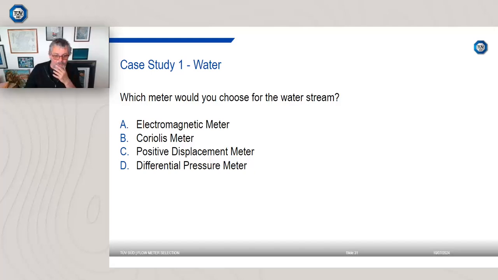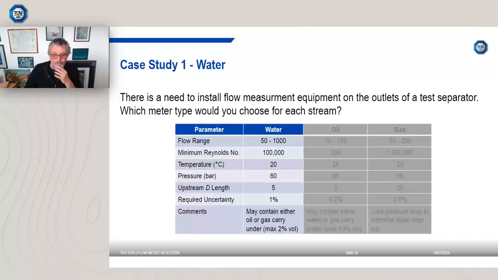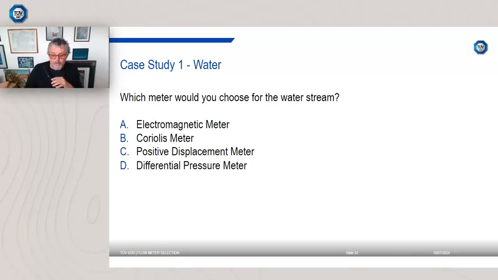And then for the water stream, again, we've got the same 4 meters. We look at the turndown range, very, very large turndown range. No issue with the Reynolds number, it's turbulent. We don't have much space to work with, and a reasonably strict uncertainty requirement. It may contain oil or gas, but it's most likely to be the vast majority water.